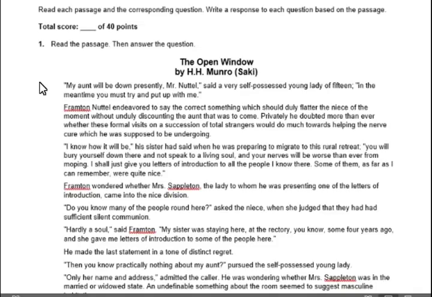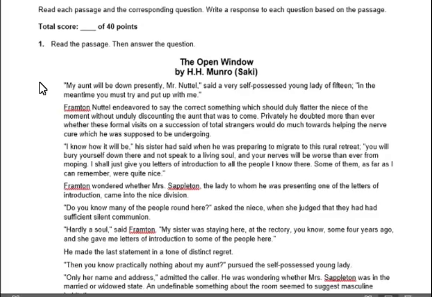The Open Window by H. H. Munro. My aunt will be down presently, Mr. Nuttall, said a very self-possessed young lady of 15. In the meantime, you must try and put up with me. Frampton Nuttall endeavored to say the correct something which should duly flatter the niece of the moment without unduly discounting the aunt that was to come. Privately, he doubted more than ever whether these formal visits on a succession of total strangers would do much towards helping the nerve cure which he was supposed to be undergoing.